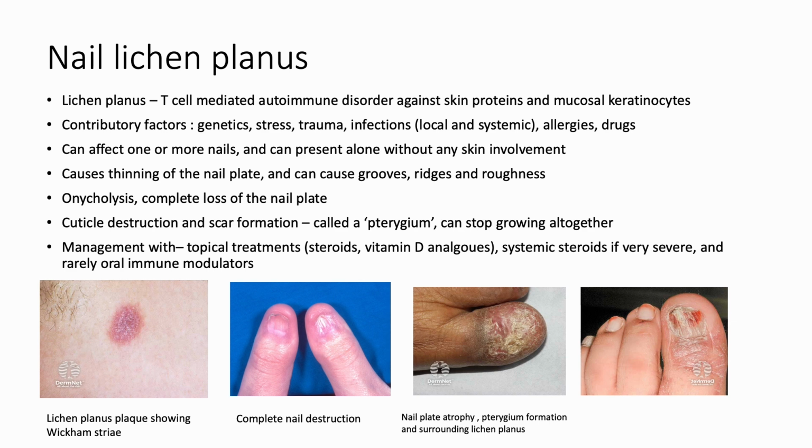Management for nail lichen planus involves topical treatment with either steroids or vitamin D analogues, and in very severe cases, oral steroids may be considered. And in rare cases, with specialist input, we may use oral immune modulators.